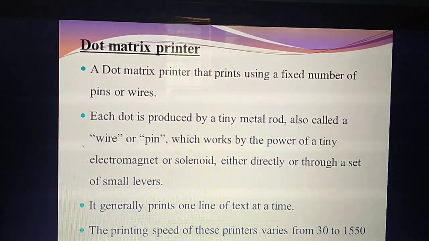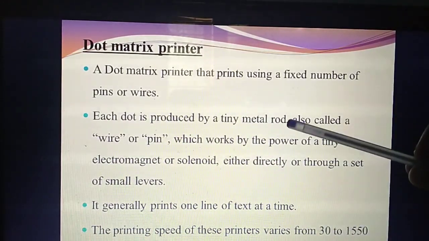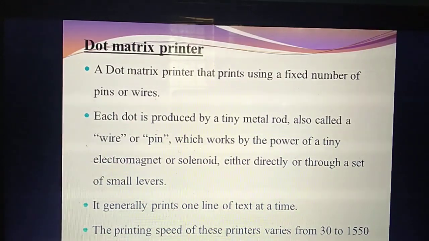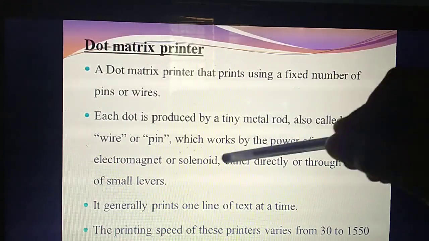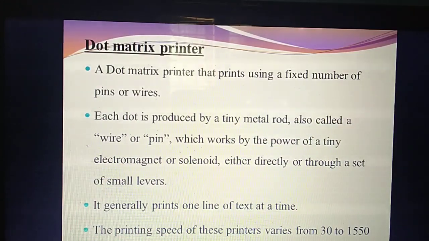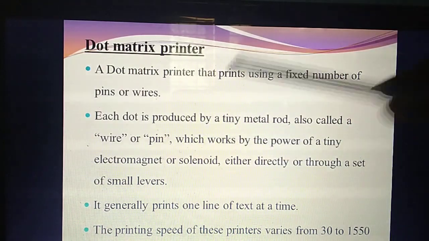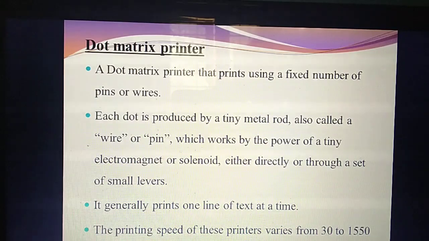Sometimes they will ask one more question. In a dot matrix printer, the dot is produced by a tiny metal rod. Maybe they will ask a one-word question: each dot is produced by a tiny metal rod called dash. Wire or pin. Understand? Now mark it yourself: each dot is produced by a tiny metal rod called what? Wire or pin. Okay. Next point.